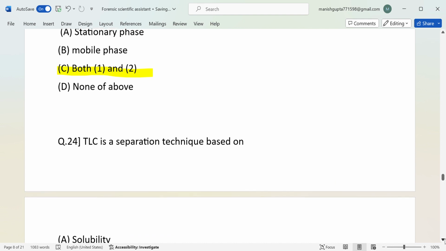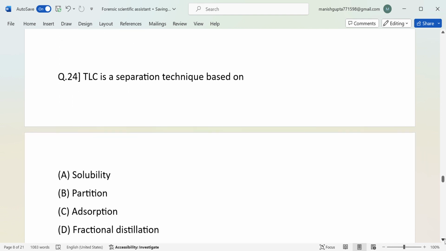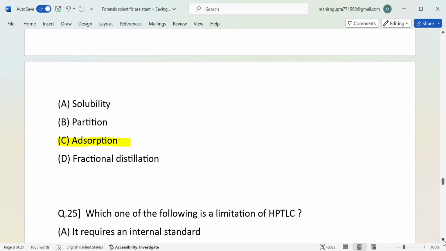Now we are going to see question number 24. TLC, thin layer chromatography, is a separation technique based on dash. Option A, solubility, option B, partition, option C, adsorption, option D, fractional distillation. Option C is correct. TLC is based on the adsorption chromatography technique.